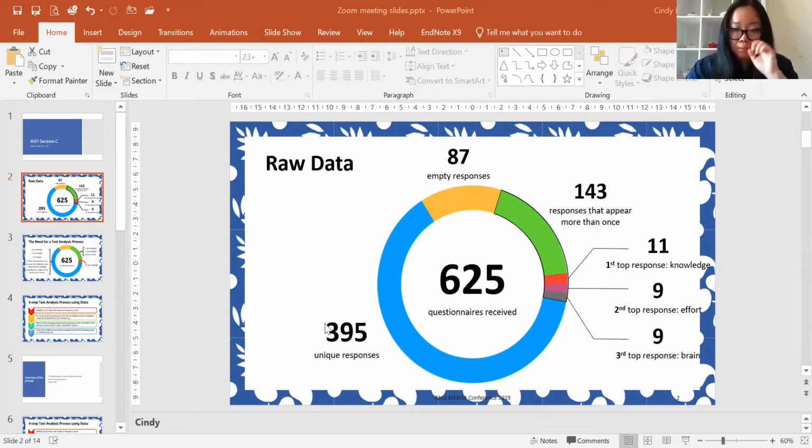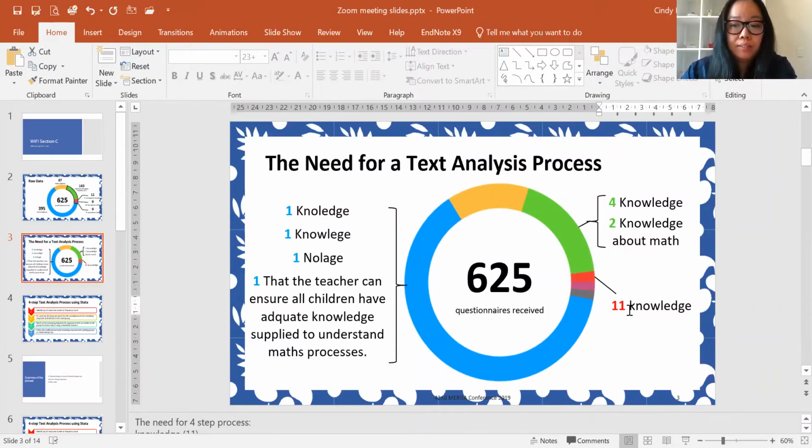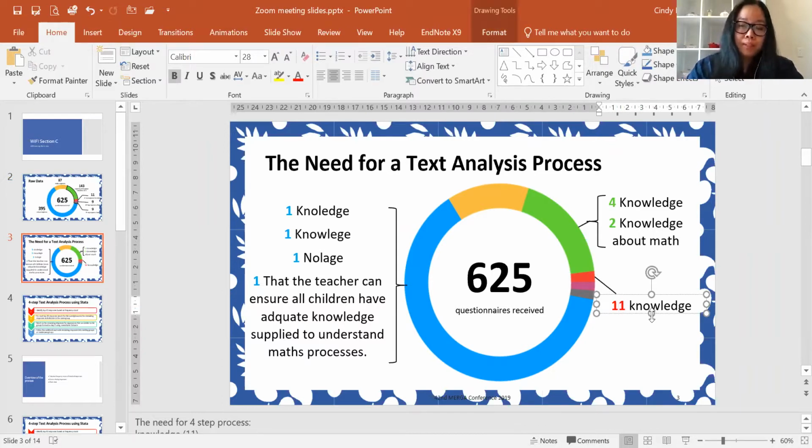When I did the 4-step data analysis process, we sorted all these responses. For example, the 11 on the right-hand side for knowledge are the ones that were sorted if you didn't need the algorithm. But the others, such as capital knowledge, knowledge about math on the left side, the incorrect spellings of knowledge, and that the teacher can give kids all the knowledge, will be sorted through these 4 steps.